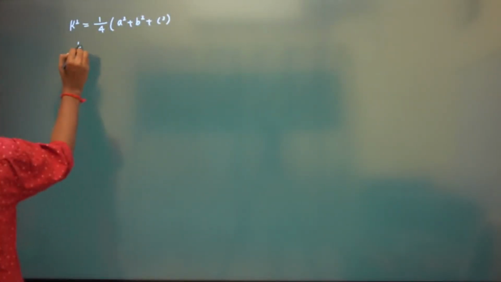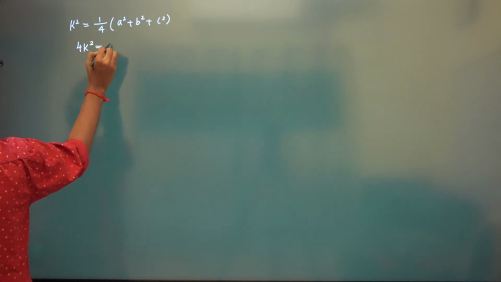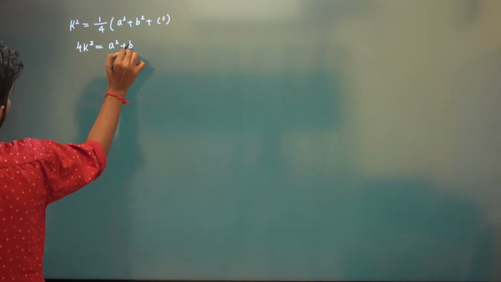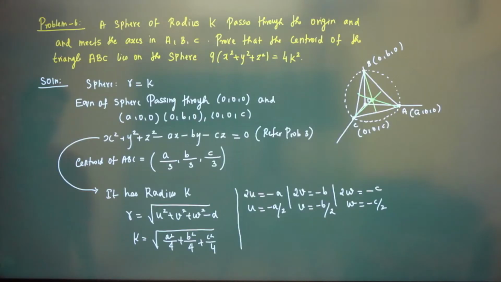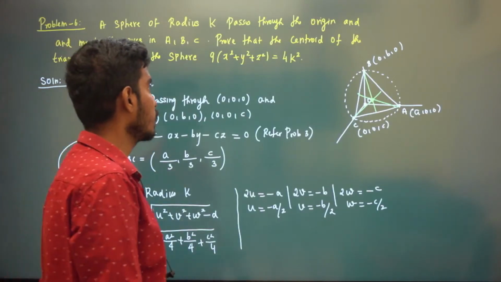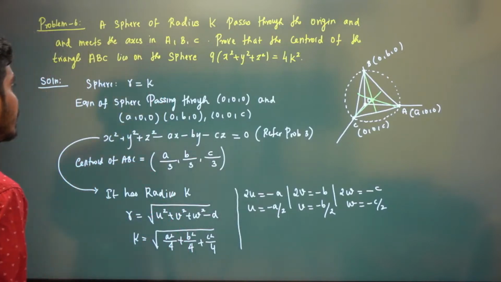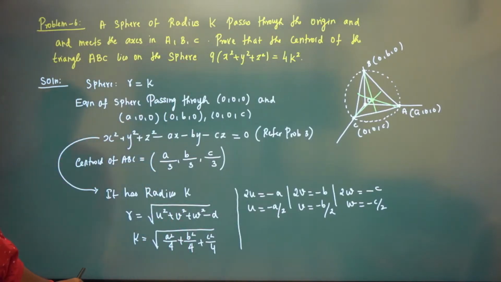So let us take that side. So we will have 4k square is equal to a square plus b square plus c square. This is, they have given that its radius is k. Now prove that the centroid of triangle ABC lies on the sphere. Yes or no only, right?